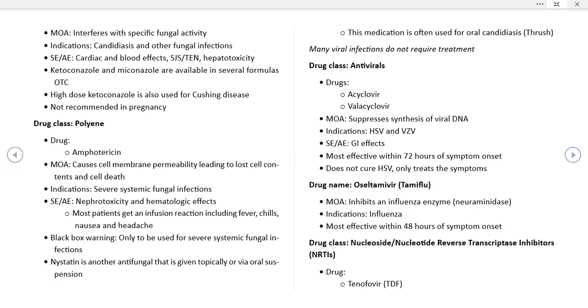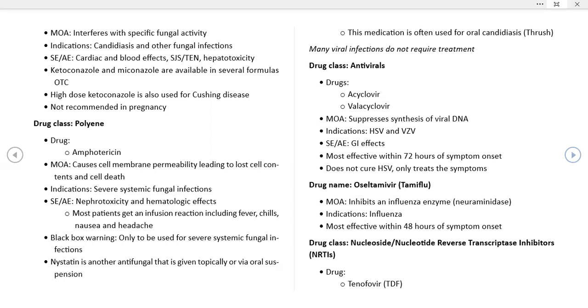This includes amphotericin. This drug works by causing cell membrane permeability and makes it very loose, and anything can get across, which makes the cells spill out their contents and the cells are killed off. This is used for severe systemic fungal infections. These do have some major adverse effects. It can cause nephrotoxicity and hematological issues.